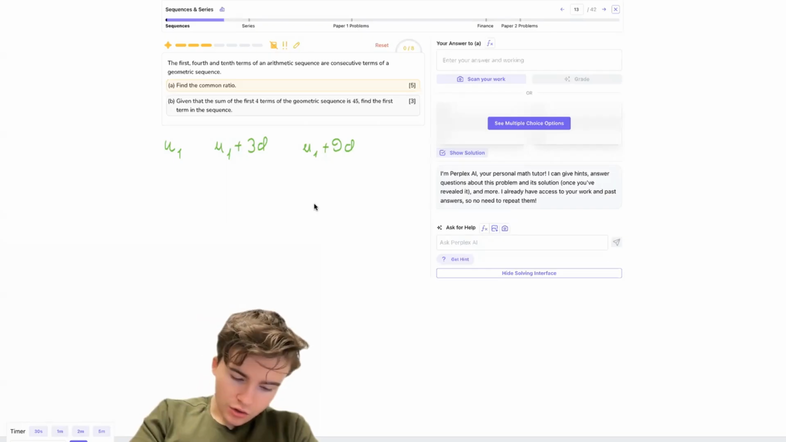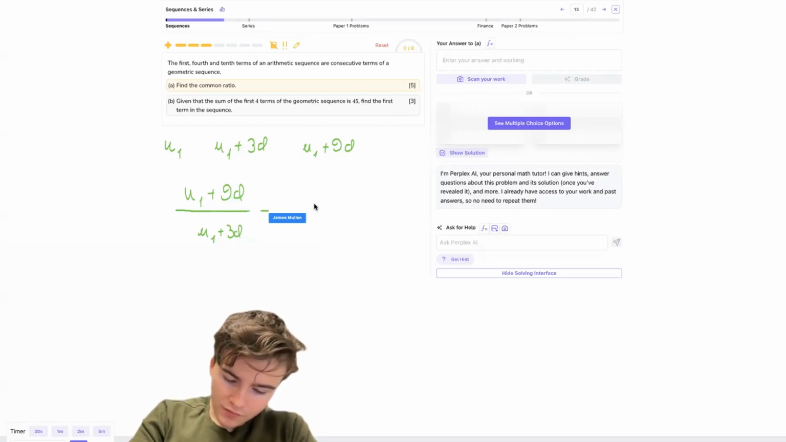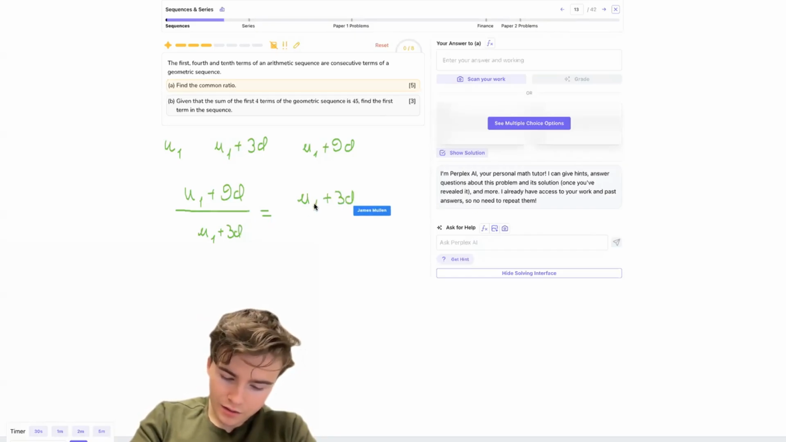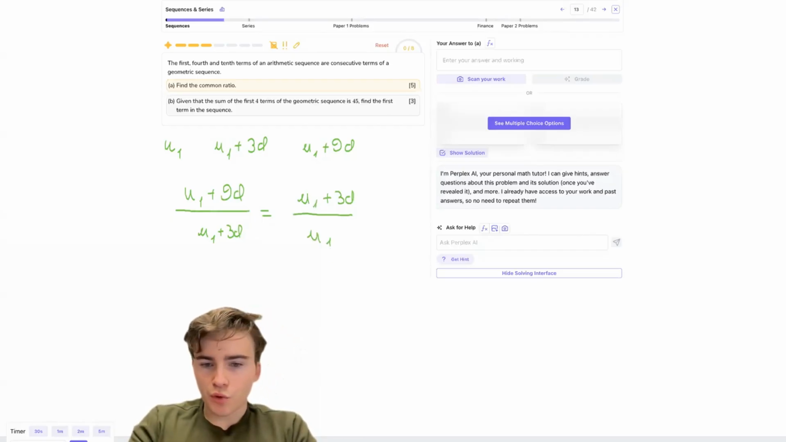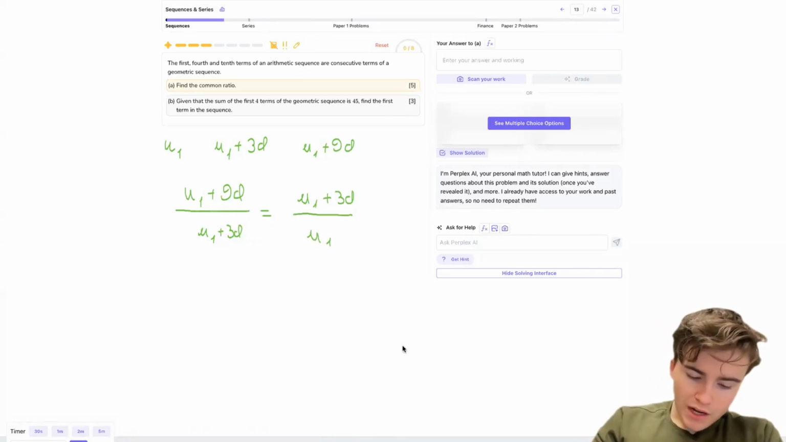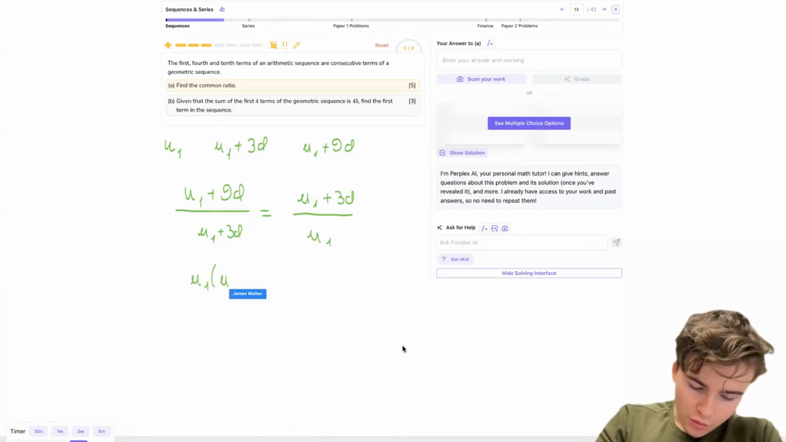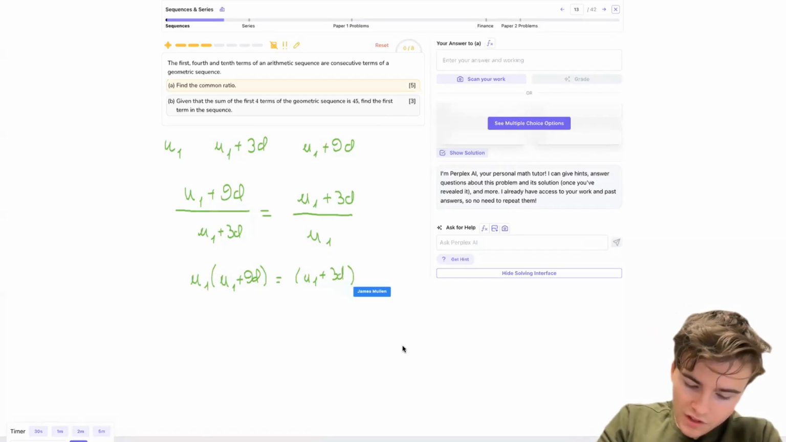So let's write that out. u1 plus 9d over u1 plus 3d is equal to u1 plus 3d over u1. I'm just going to move my face so that we can see a little bit better. There we go. A bit more room now. And I'm going to cross multiply here on both sides. So I'm going to get u1 times u1 plus 9d is equal to u1 plus 3d squared.